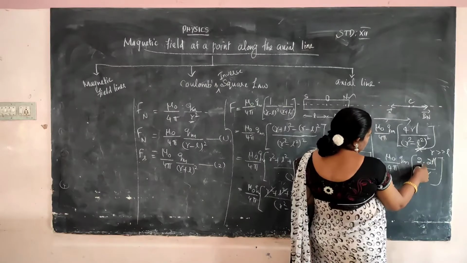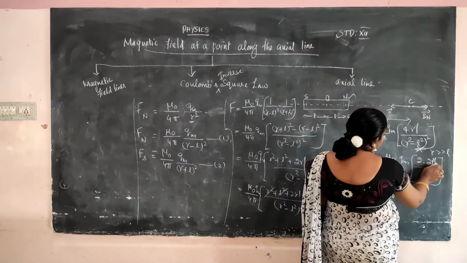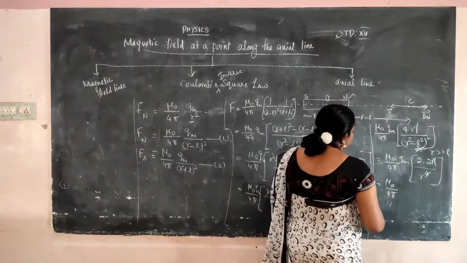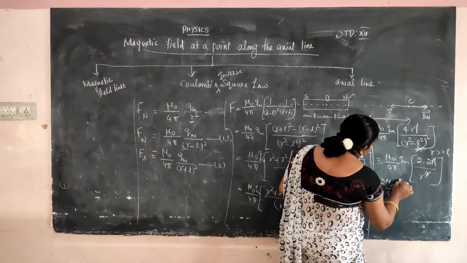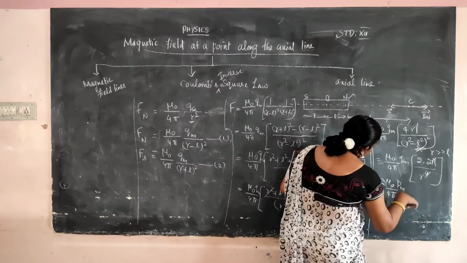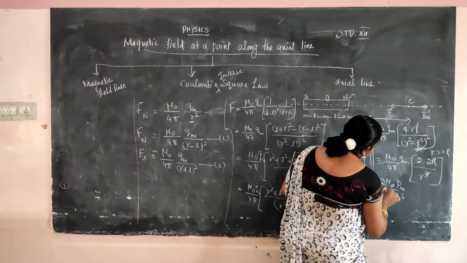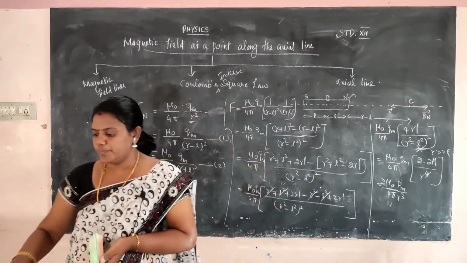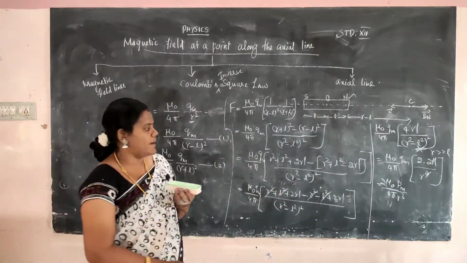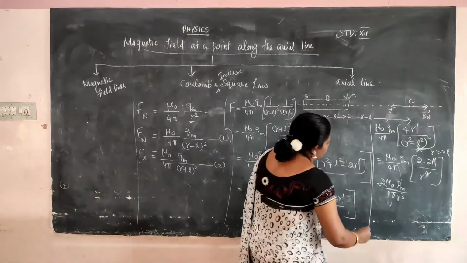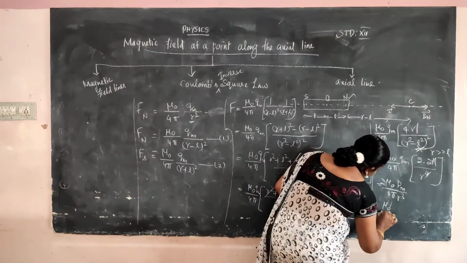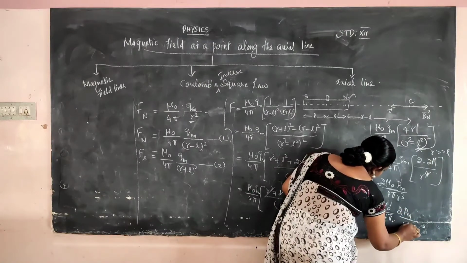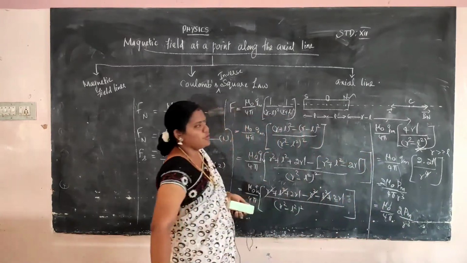Balance mu naught by 4 pi Qm into 2L, that will be called the pole strength. So 2 mu naught by 4 pi, pole strength Pm, by r cube. How can we write 2 mu naught by 4 pi? Mu naught by 4 pi, 2 into Pm by r cube. This is the final formula for the magnetic field.